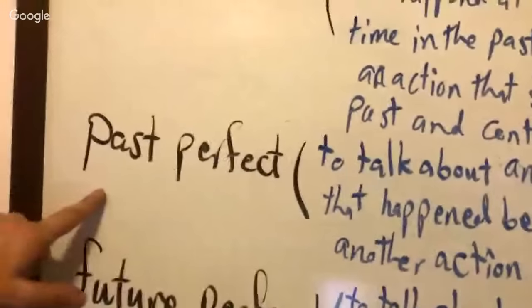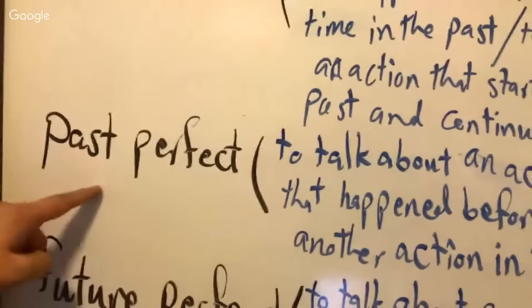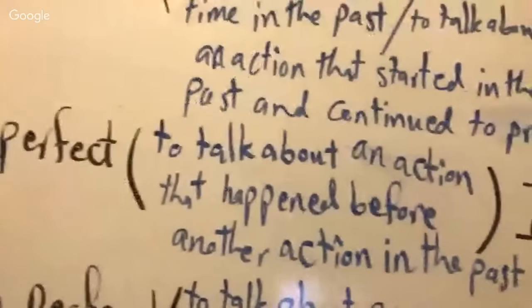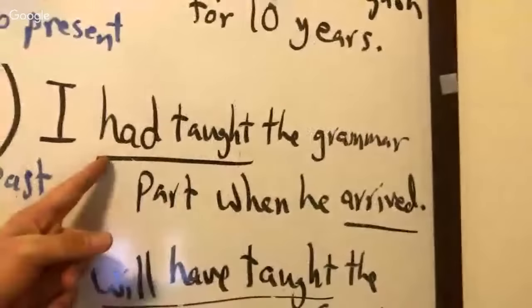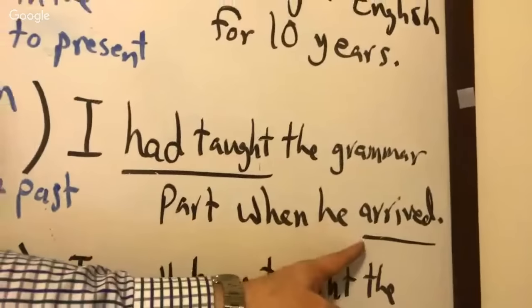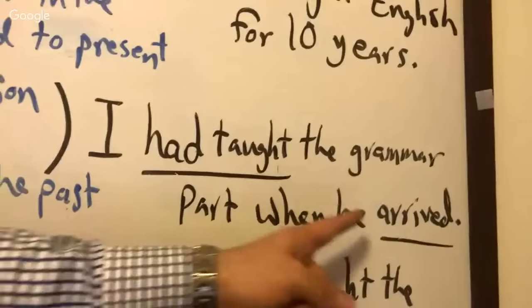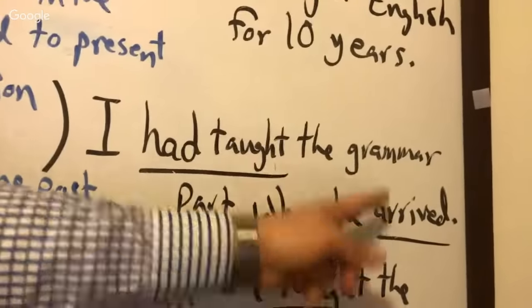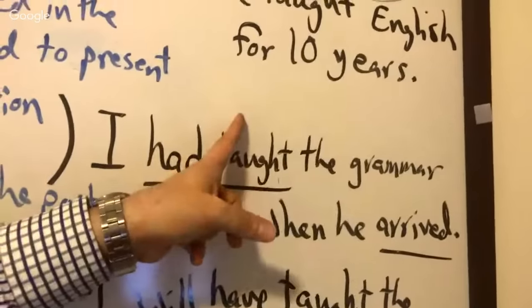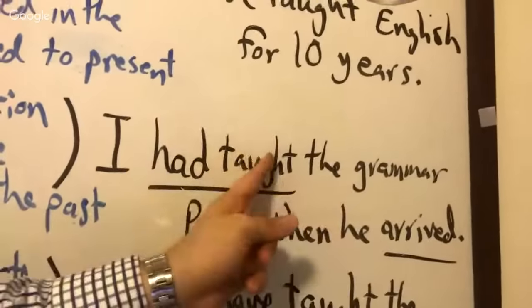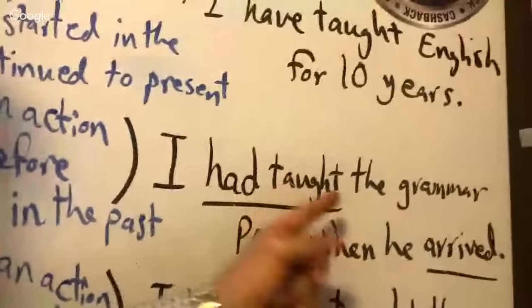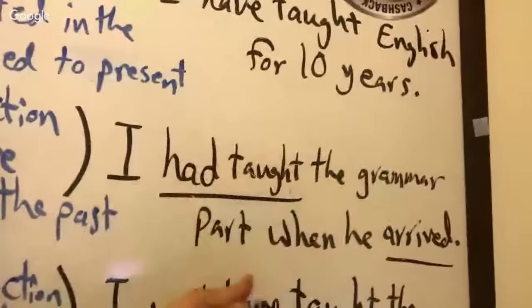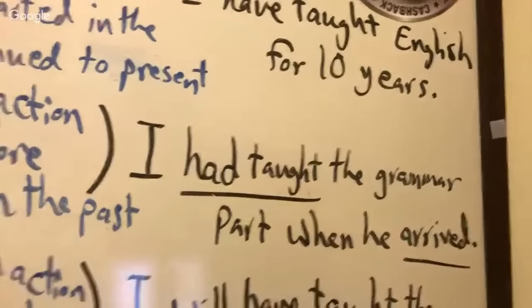We also have past perfect. We use this tense to talk about an action that happened before another action in the past. So we have two actions. For example, in this sentence, we have teaching and arriving. The arriving happened after the teaching. So two actions. One action happens before another action in the past. Both actions are in the past. I had taught the grammar point when he arrived.